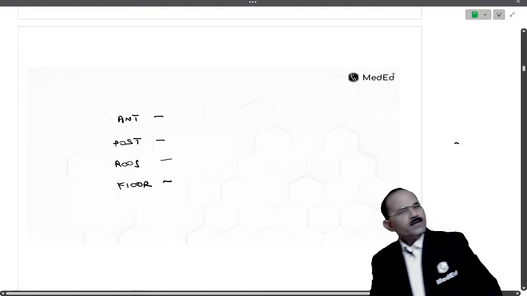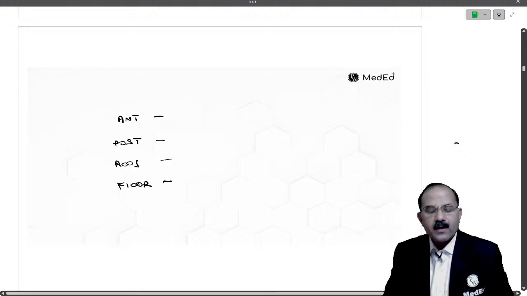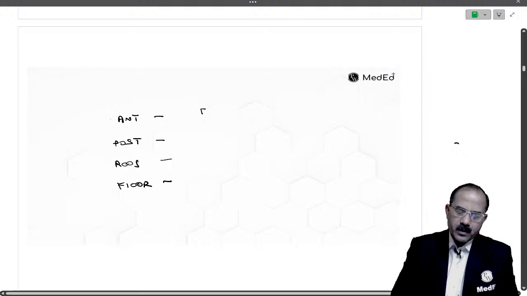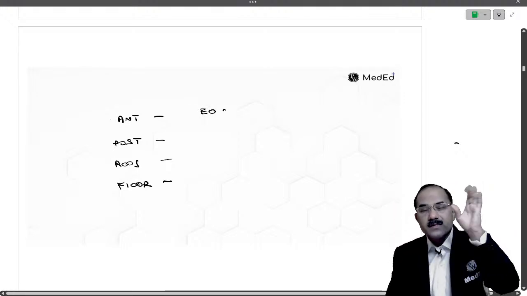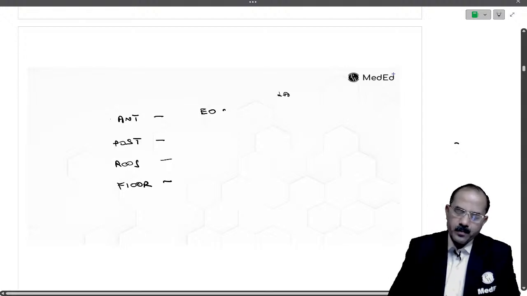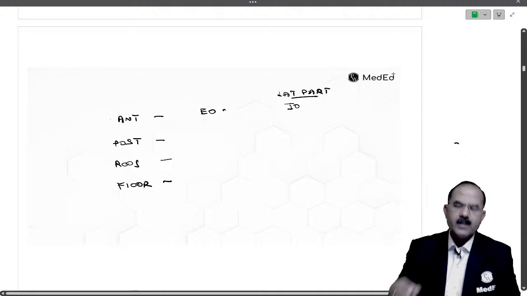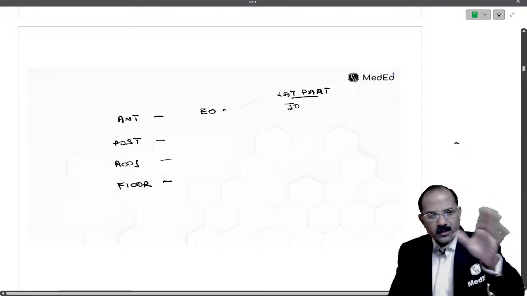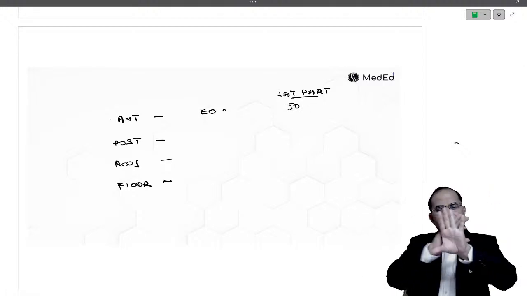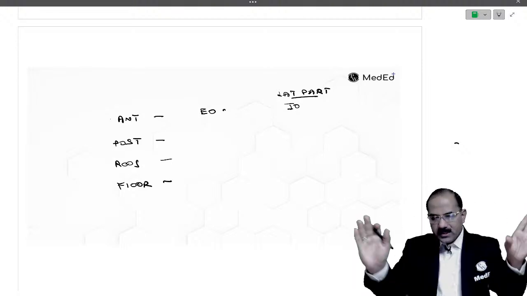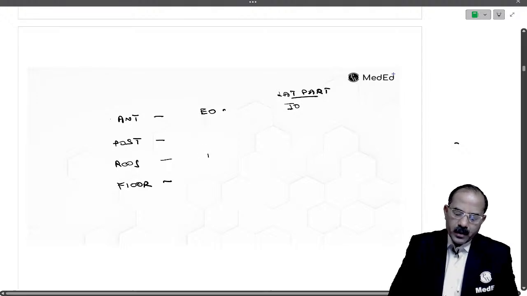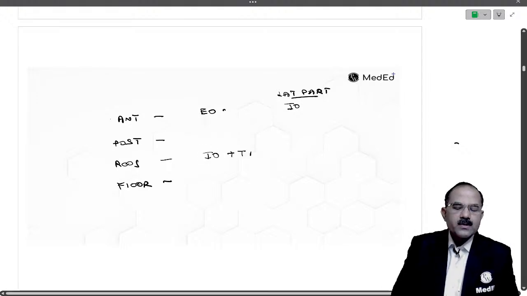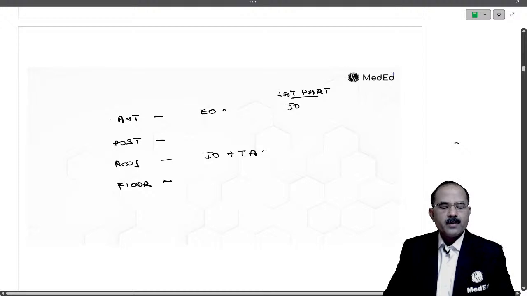Can anyone tell me the anterior wall of inguinal canal is formed by which muscle? It is formed by the external oblique muscle in its entire extent. In its lateral part, it is internal oblique. Earlier we used to say transverse, but now transverse is not taken. The roof is formed by internal oblique plus transverse abdominis.